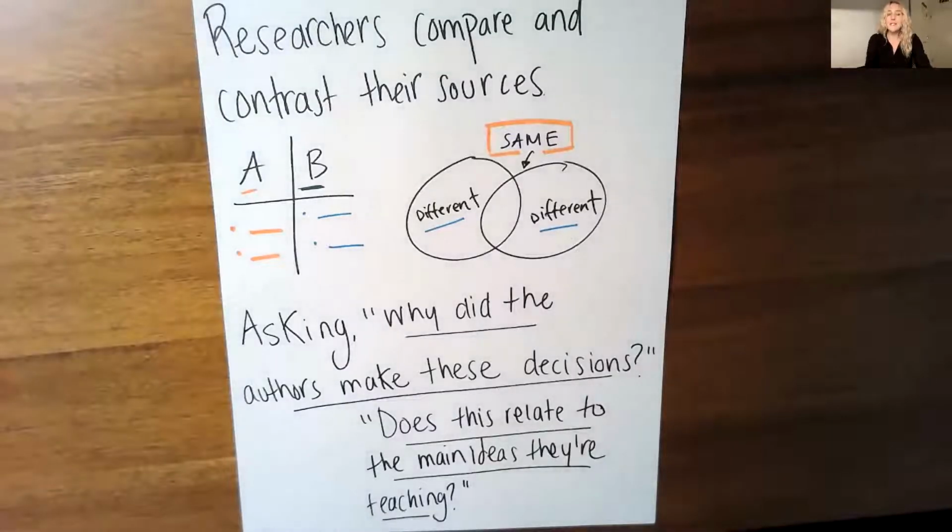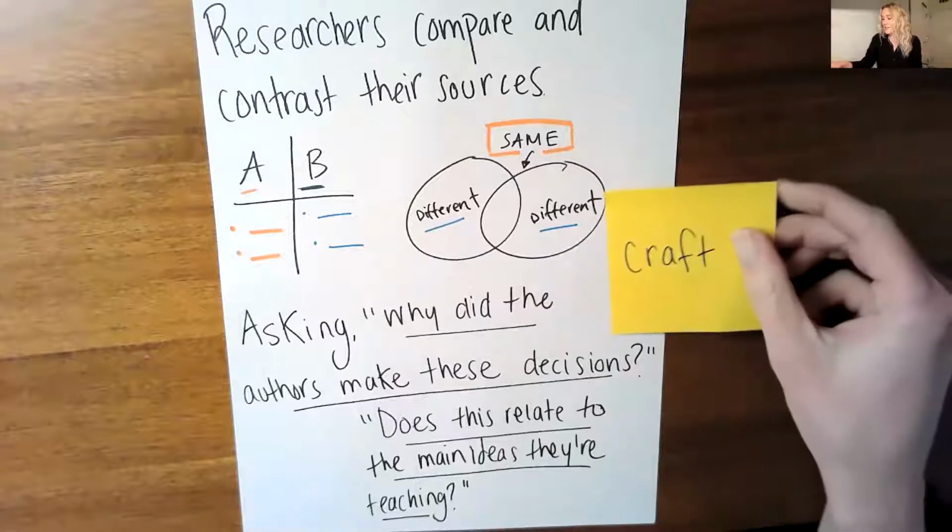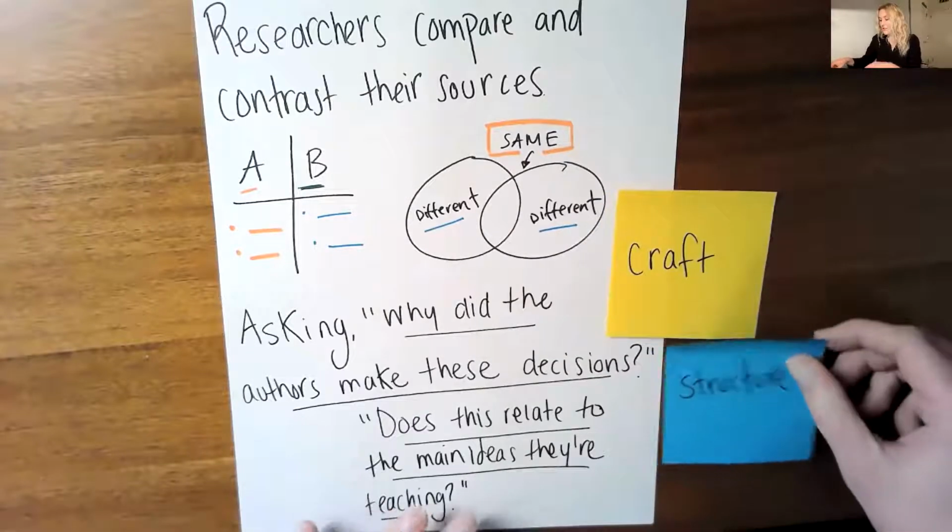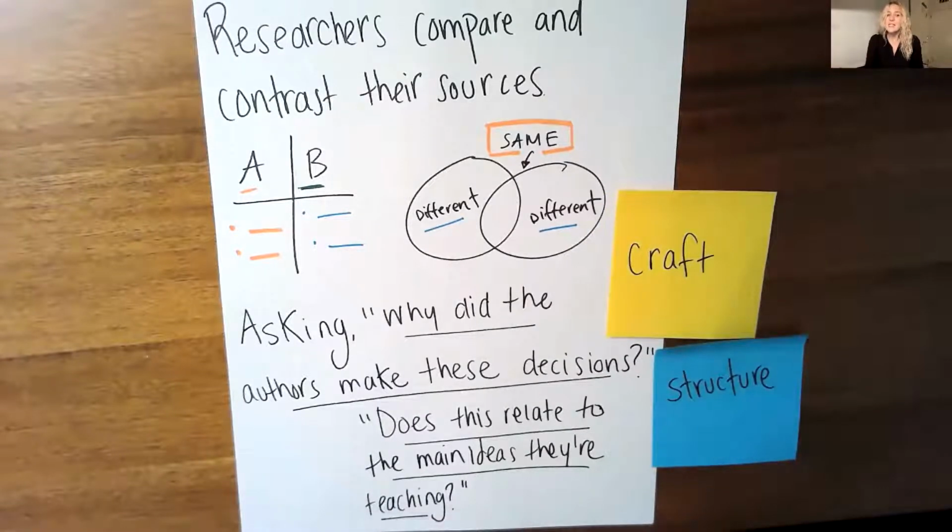So today I want to teach you that researchers read a few sources on a topic. They compare and contrast those texts, noticing how they portray the topic in similar ways and how they are different. Then they speculate about why authors made these craft and structure decisions. Thinking, does this relate to the main ideas they're teaching?